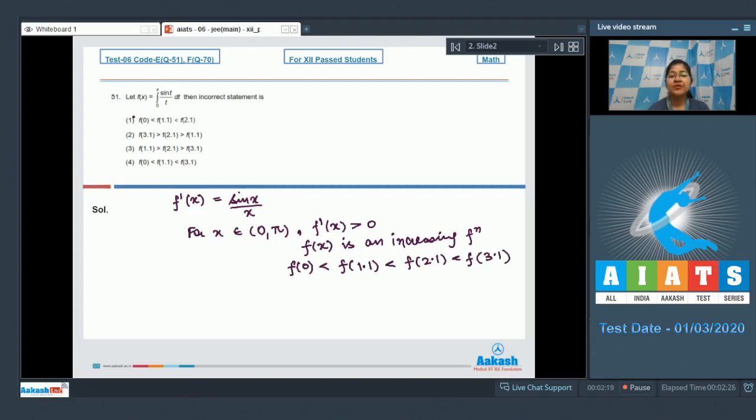Now we have to find the incorrect statement. So option number 1 is correct, option number 2 is also correct, and option number 4 is also correct, and option number 3 is incorrect. So our correct answer is option number 3.